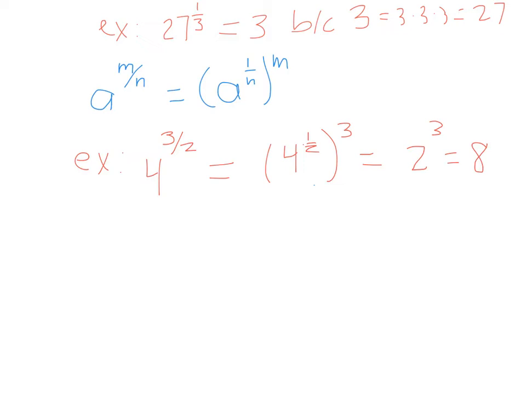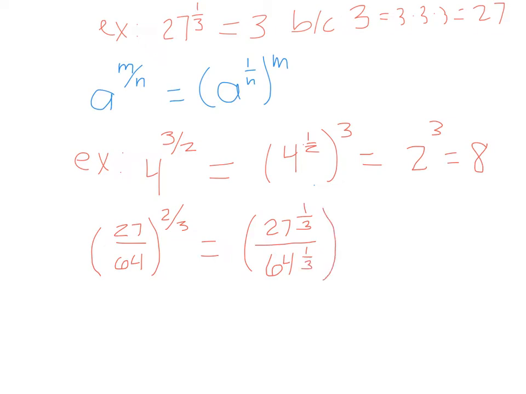Let's look at another example. This time let's take a fraction. Let's step this up a little bit. Let's go 27 over 64, and a rational exponent of 2/3. We can break that up. We can take the 27 and put the exponent of 1/3 on that, inside the parentheses, and then the same thing with the 64. And then the whole thing would have the exponent of 2.